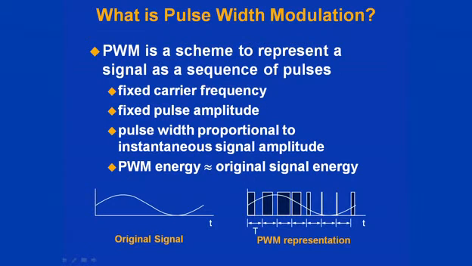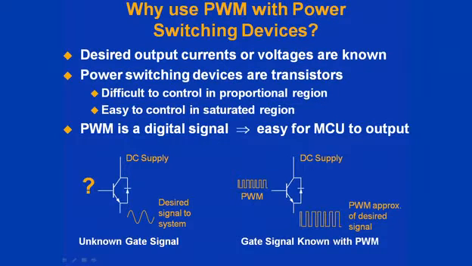Pulse width modulation, or PWM, is a technique used to represent a signal as a sequence of pulses. A PWM waveform has a fixed carrier frequency, fixed pulse amplitude, and the pulse width is proportional to the instantaneous signal amplitude. Power switching devices are difficult to control in the proportional region, but are easy to control in the saturation and cutoff region. Since PWM is a digital signal and easy for microcontrollers to generate, it is ideal for use with power switching devices.